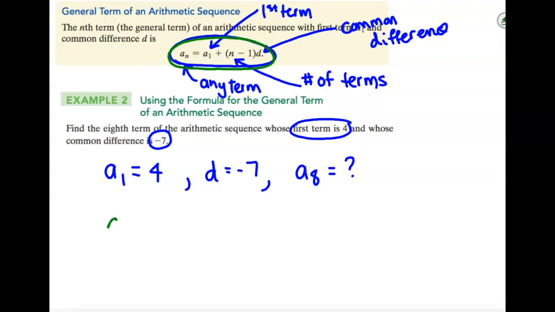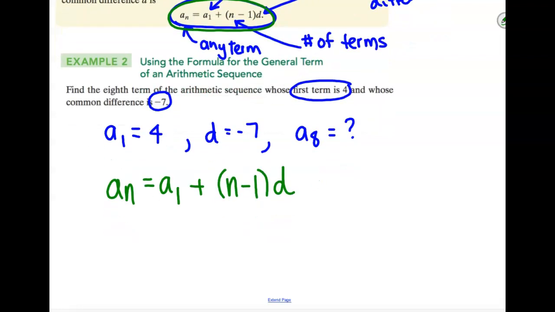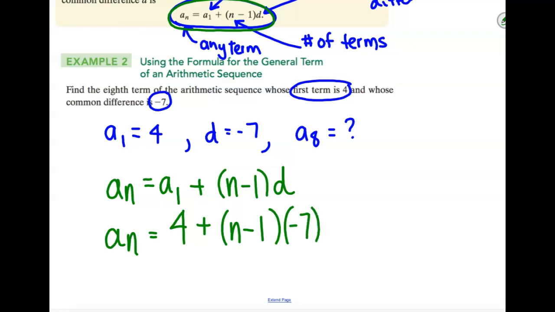So we're going to use the general formula. So I'm going to write down the general formula. A sub n equals a sub 1 plus n minus 1 times d. All right, so we're going to substitute in what we know. A sub n equals, the value of term 1 is 4 plus n minus 1, and then the common difference is negative 7.